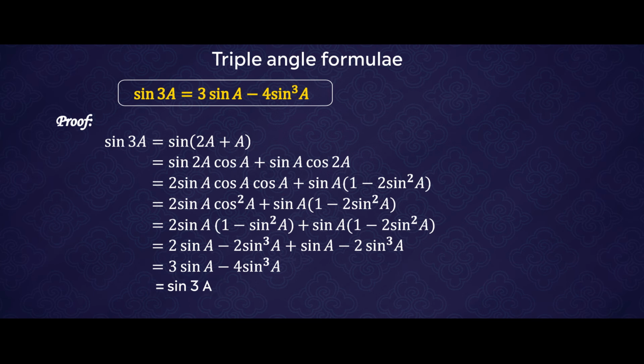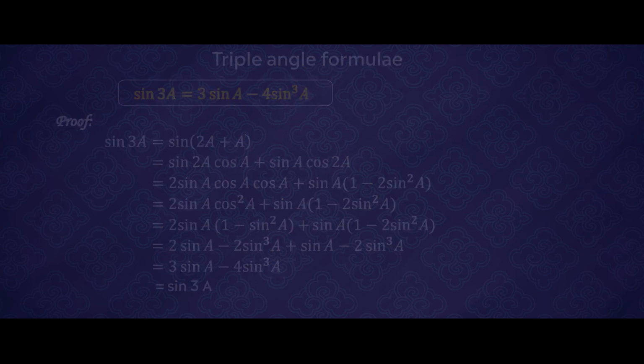Now you can try for the other two, cos 3a and tan 3a, in this manner. Let us do one question to prove that sine 3 theta divided by sine theta minus cos 3 theta divided by cos theta should be proved as 2. Now we will take the left hand side, taking LHS. So this side is LHS.